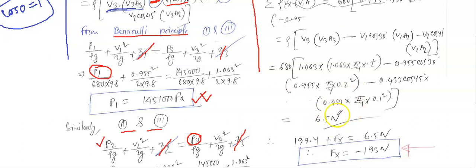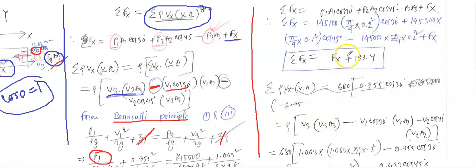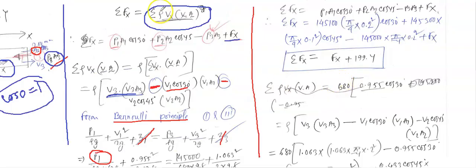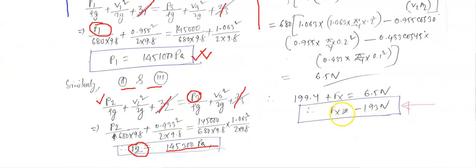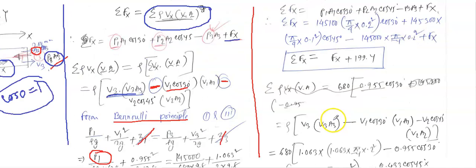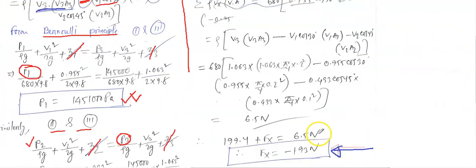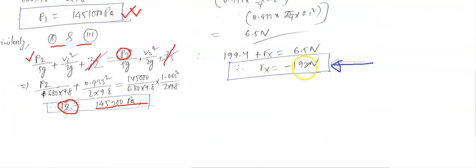According to the momentum principle, the net force is the rate of change of the momentum. So we got the net force is Fx plus 199.4, and it is equal to 6.5 Newton. So Fx equals this. We got Fx equal to negative 193 Newton. So that means this is the direction. If you see the figure, Fx is this way. We got the negative, that means it is in the opposite direction. So we got Fx like 193 Newton in the opposite direction.